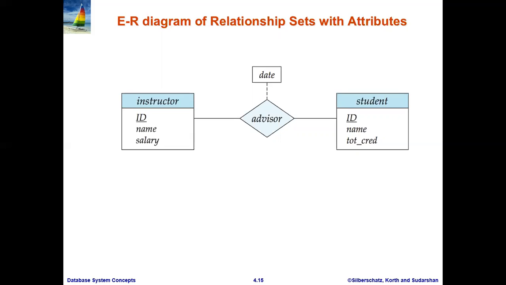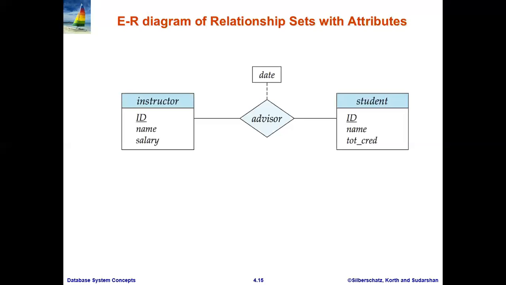Similarly, the student entity, and the student entity attributes ID, name, and total credits are mentioned in the rectangle student. And there is a diamond present between these two entities, entity instructor and entity student. And we have seen that the relationship set advisor has an attribute, and the attribute is date. So this is how we can show an ER diagram of relationship sets with attributes.